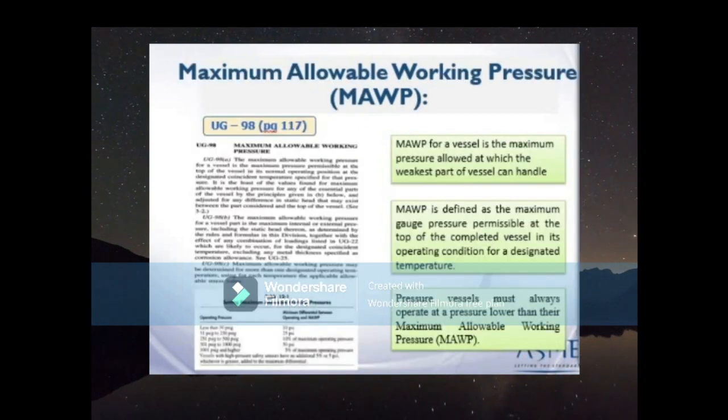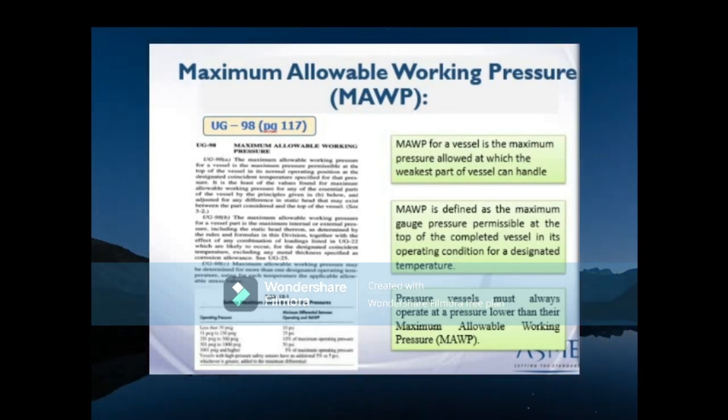Maximum allowable working pressure, MAWP. From UG-98, page 117, it mentions the requirements of MAWP. Pressure vessels must always operate at a pressure lower than their maximum allowable working pressure, MAWP. MAWP is defined as the maximum gauge pressure permissible at the top of the completed vessel in its operating condition for a designated temperature. Generally, MAWP will be higher than the design pressure because wall thicknesses are in discrete sizes and the designer will always choose a value greater than that called for.